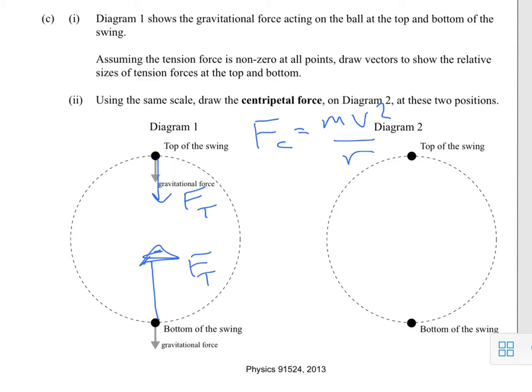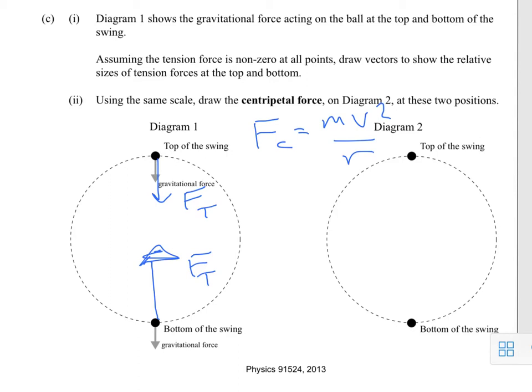So that tension force at the bottom will have to be larger than both the sum of the gravitational force and the tension force at the top. If you're going at a minimum velocity, and there is a question about this later on, minimum velocity at the top, your tension force will be 0 and your centripetal force comes entirely from the force due to gravity. Anyway, carrying on. Question 2.